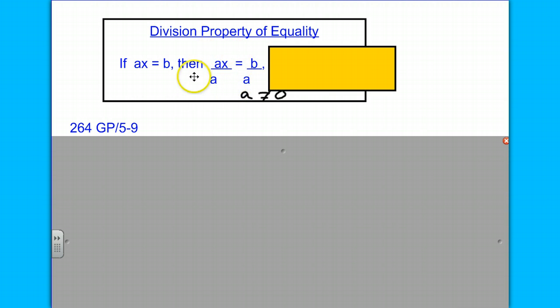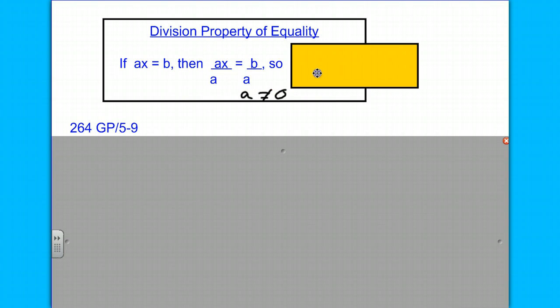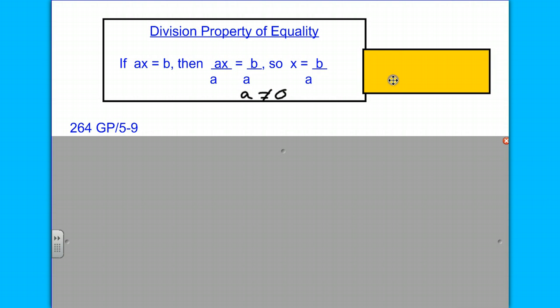This looks like it shifted a bit when I opened it this year. Sometimes that happens. Then a over a equals 1, so we could say x equals just b over a. Let me fix the formatting here. There we go. Looks better.